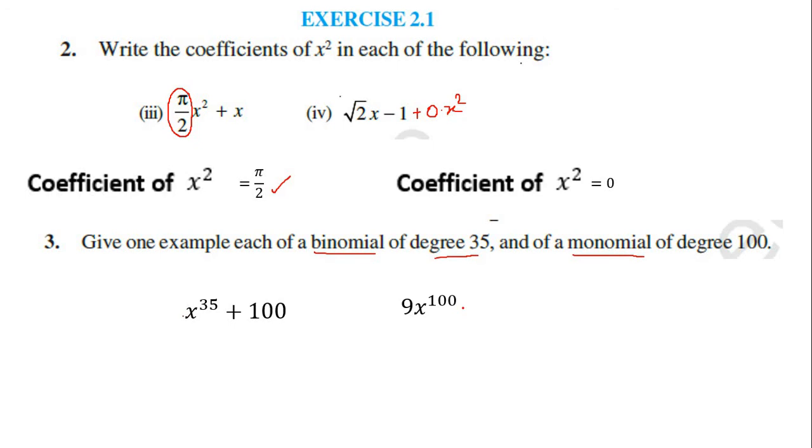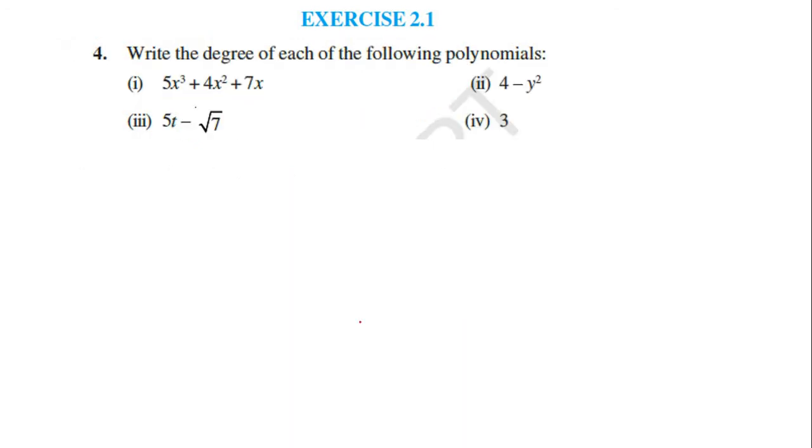Let's discuss one more question from the exercise, question number 4. In this question you need to find the degree. As you know, what is degree? Degree is the exponent of the largest degree term. Here you can see these are all polynomials already given, so we need to check the degree. The highest exponent is 3, so for the first part the degree is equal to 3.